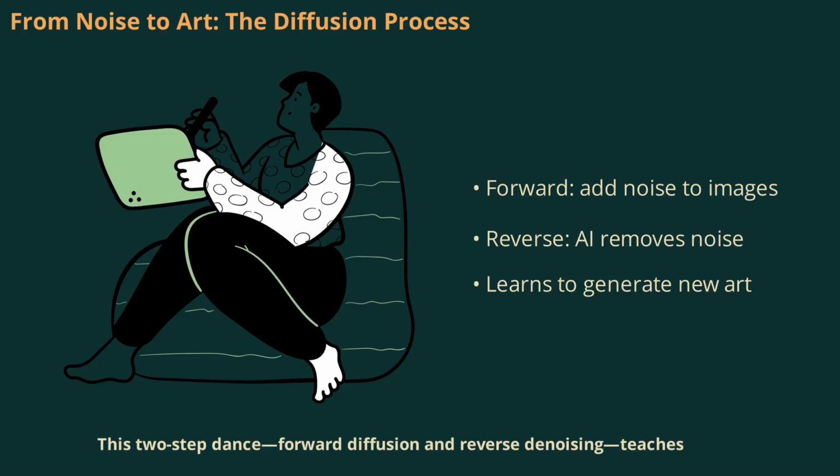This two-step dance, forward diffusion and reverse denoising, teaches the AI what clean images look like, enabling it to generate entirely new visuals from scratch. By mastering the art of reversing noise, diffusion models can create images that are both diverse and high quality, all guided by your text prompts.